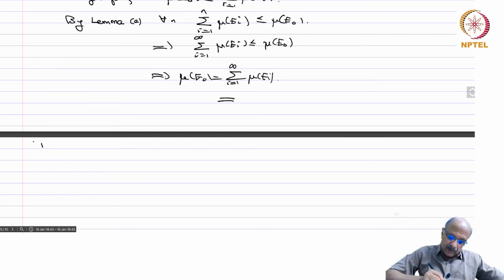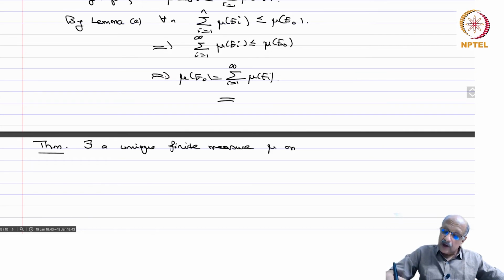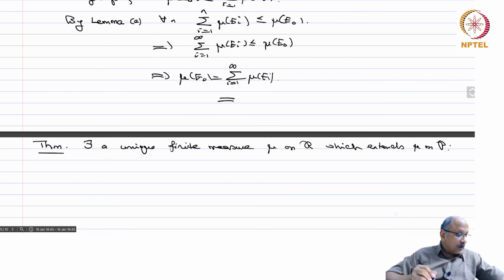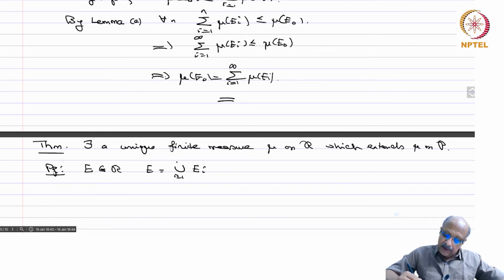Okay, so now we have a theorem. There exists a unique finite measure mu on R which extends mu on P. Okay, so we have found a ring. Okay, so proof. Let E belong to R. So E is equal to the union Ei, i equals 1 to n, with Ei in P and Ei disjoint.